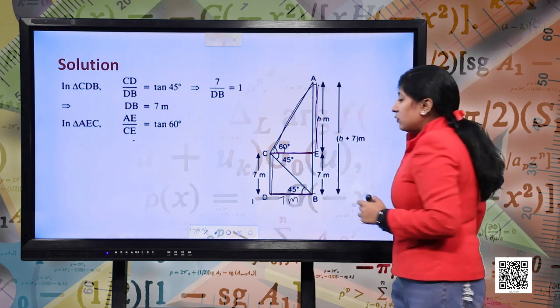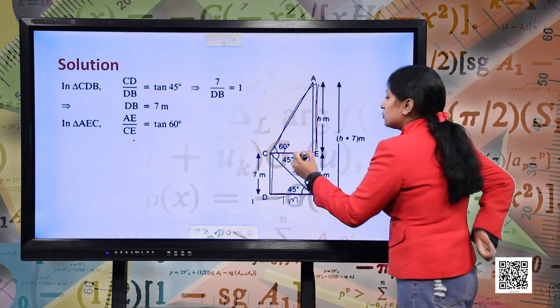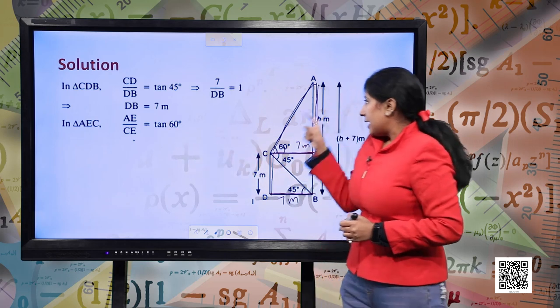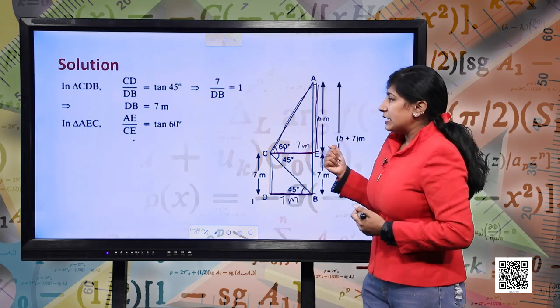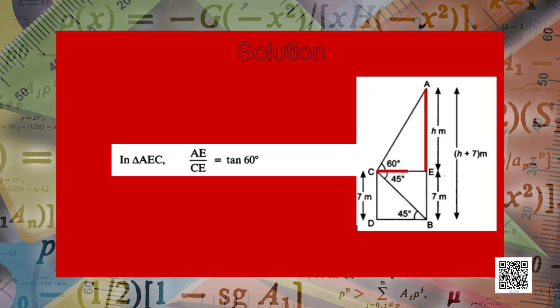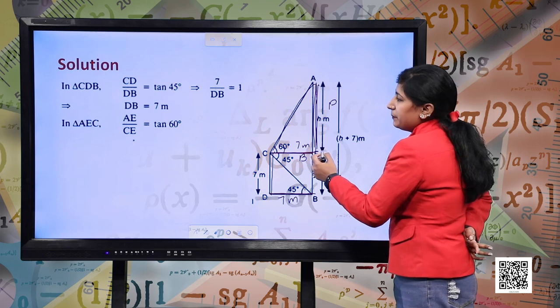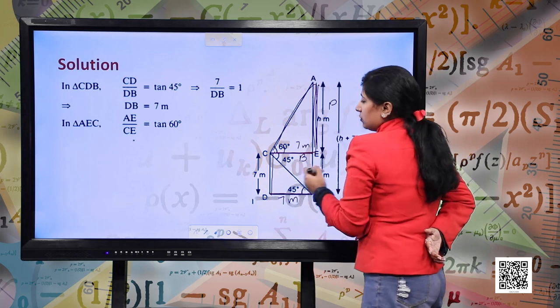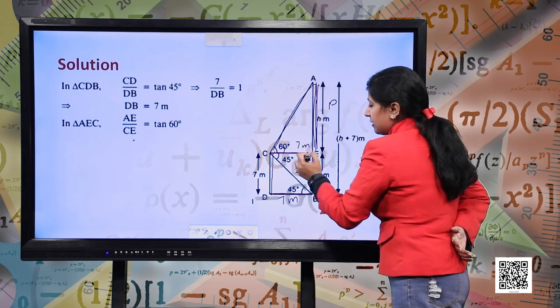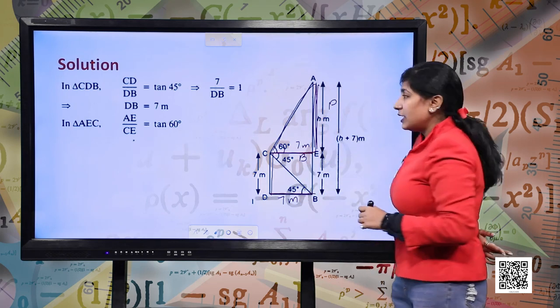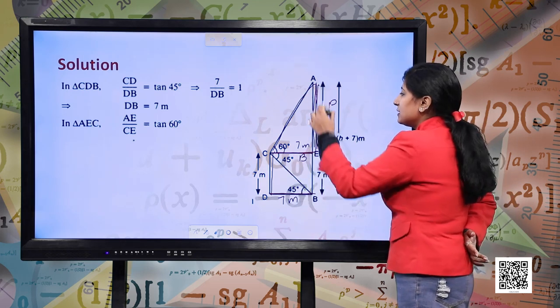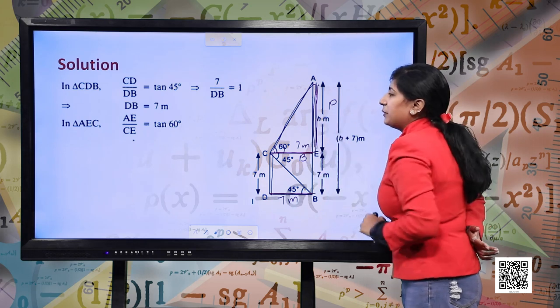Okay, now as CE is equal to DB, this is also 7 meter, so I am writing 7 meter. Now in triangle AEC, so now we come to triangle AEC. So AE upon CE is equal to tan 60, because in this triangle ACE or AEC as you might call it, AE is H and CE is 7 meter. As you know that DB is equal to CE. So here H upon 7 is equal to tan 60, because this is perpendicular and this is base.